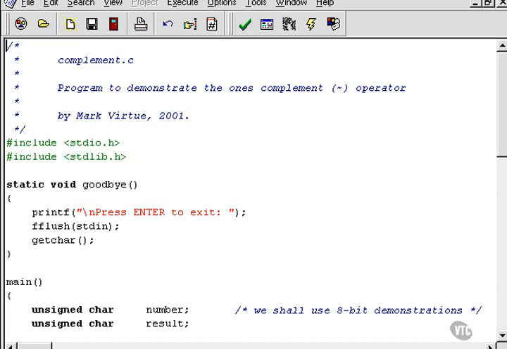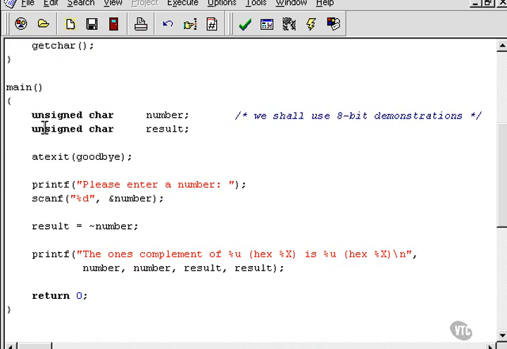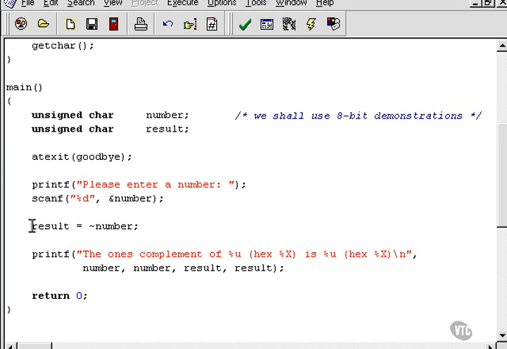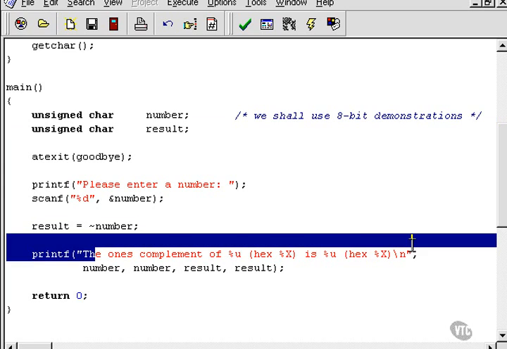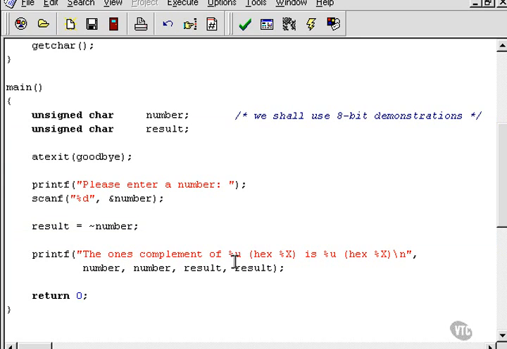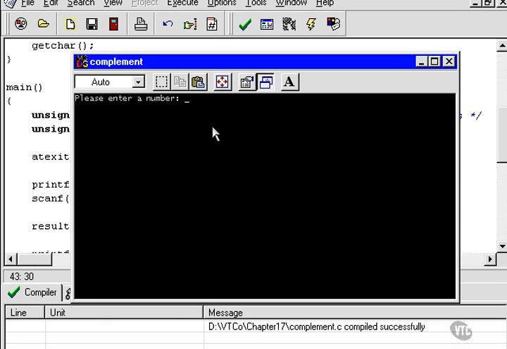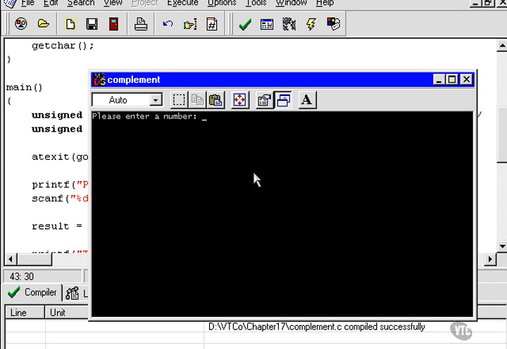Here is complement.c, which I'm going to use to demonstrate the ones complement operator. And again, same sort of thing. We've got a number and a result, and we enter a number, we take the ones complement of that number, and we get the result, which we'll demonstrate in both hex and in decimal. Okay, let's compile that. It's very, very simple. Please enter a number. We'll try that example from before, 211, and the ones complement of that is 44. If we try it the other way, theoretically, the ones complement of 44 should be 211, and it is.